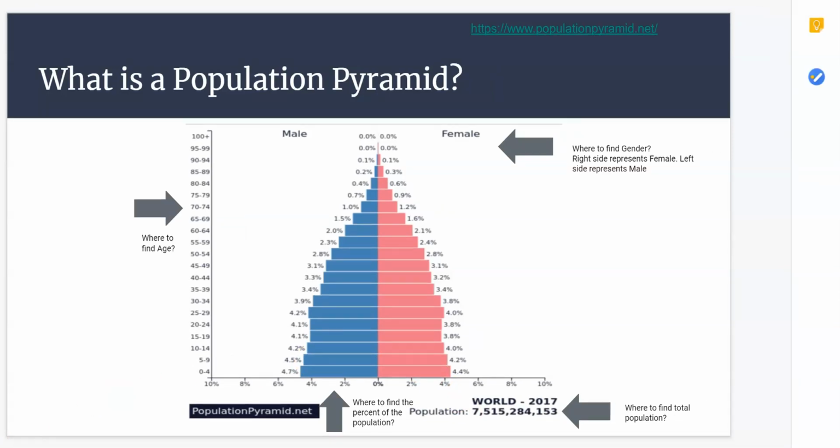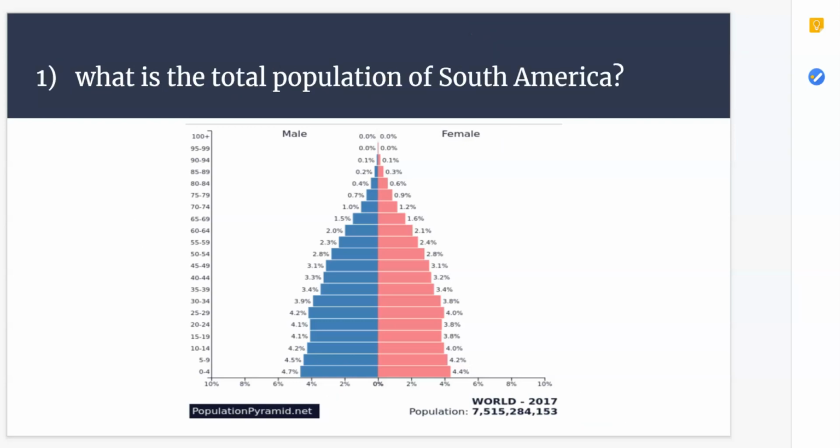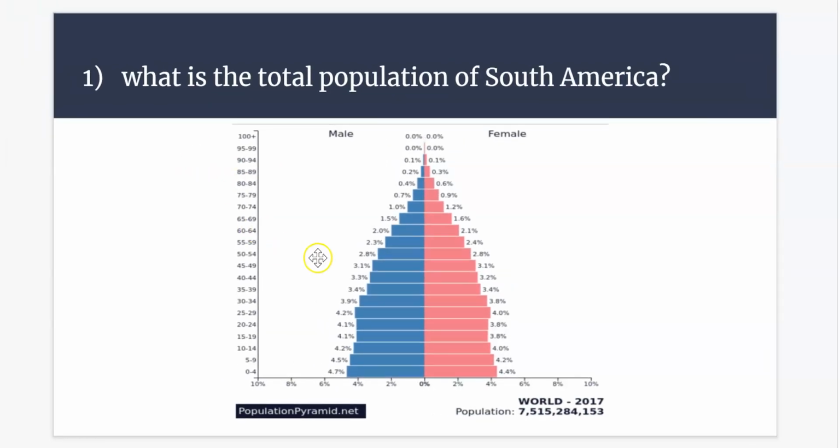So that is just a brief definition of what a population pyramid is. Since everybody's going to have to do it, I'm just going to go over everything that you'll need to do for your assignment. The first question will ask, what is the total population of South America?